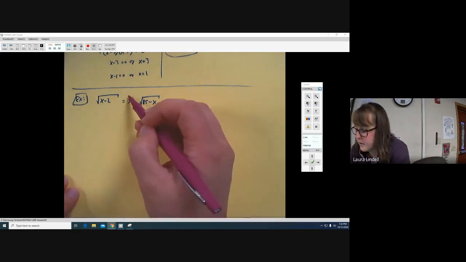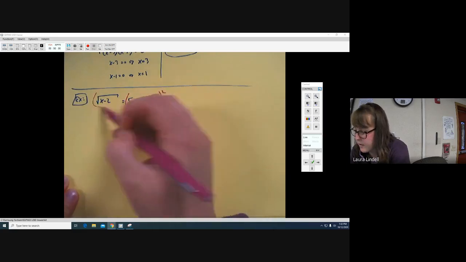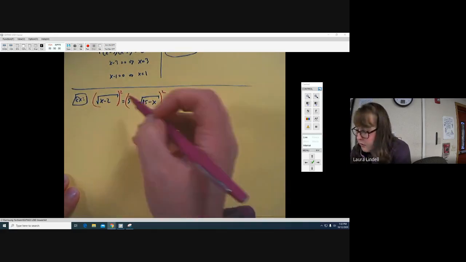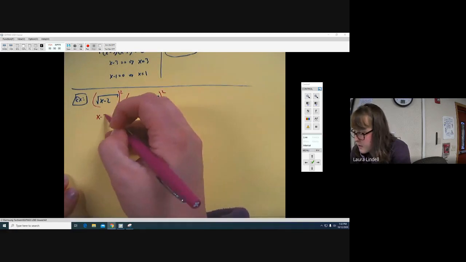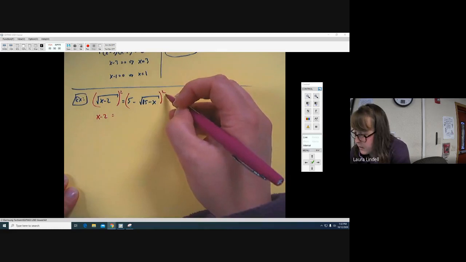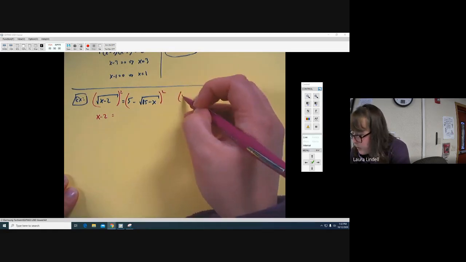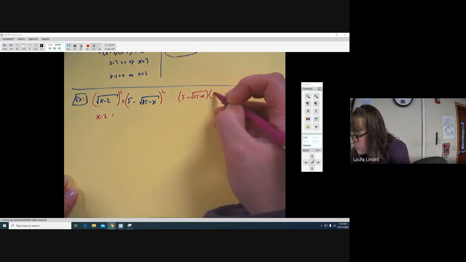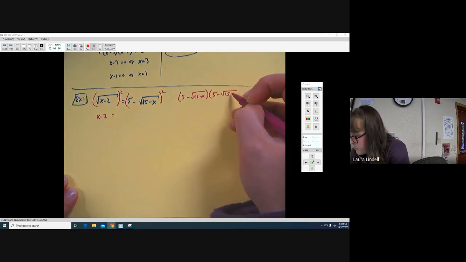So the first thing I would do here is square both sides. So over here, we're left with x minus 2. Over here, we would end up having to multiply 5 minus square root of 15 minus x times 5 minus square root of 15 minus x.